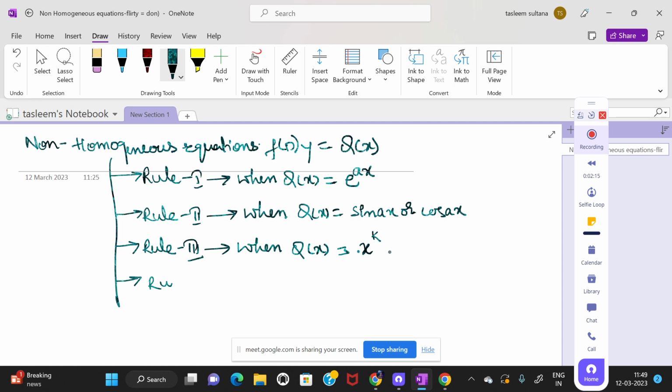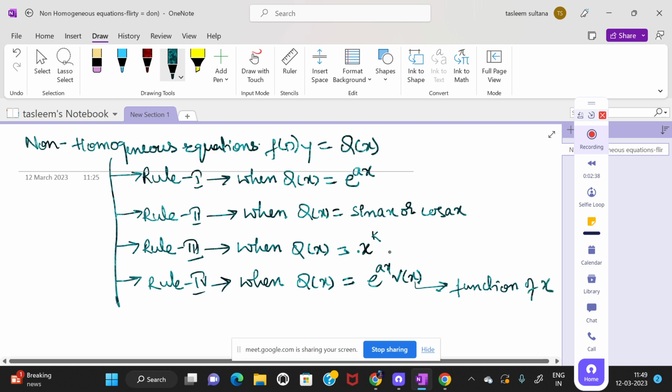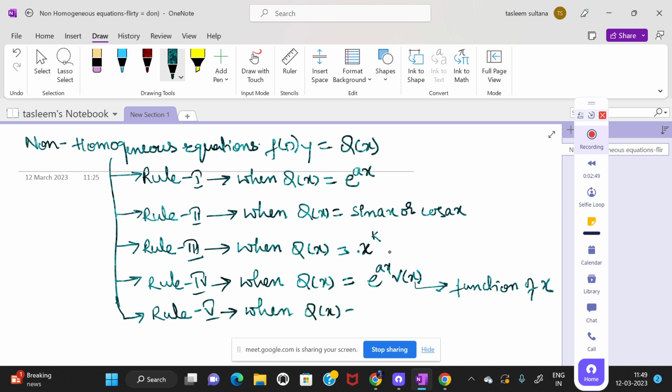Your rule 4 will be when Q of x is in the form of e power ax into V of x, where V of x is a function of x. And your last rule, the 5th rule, will be when Q of x is in the form of x into V of x. Here again V of x is a function of x.